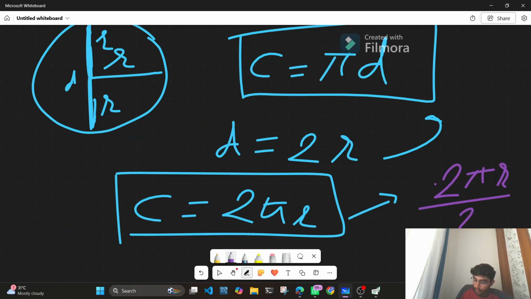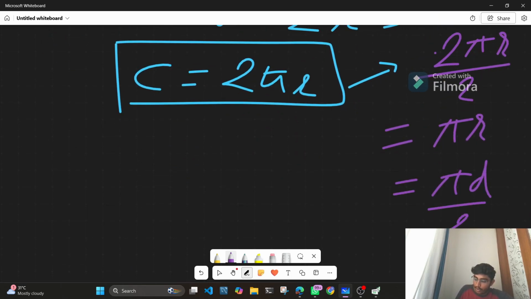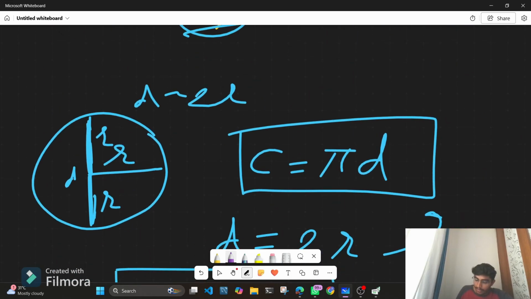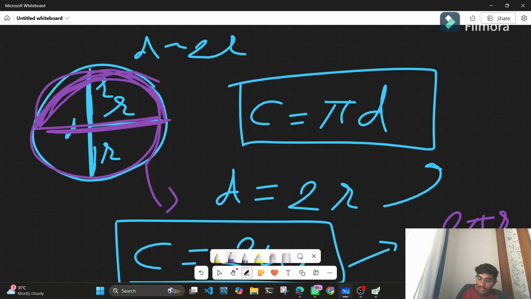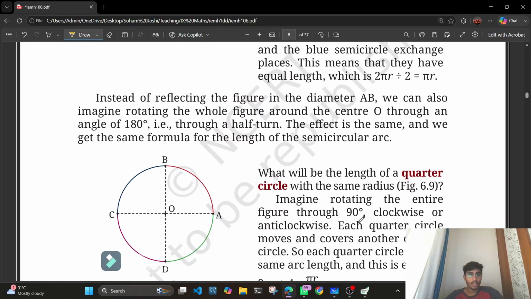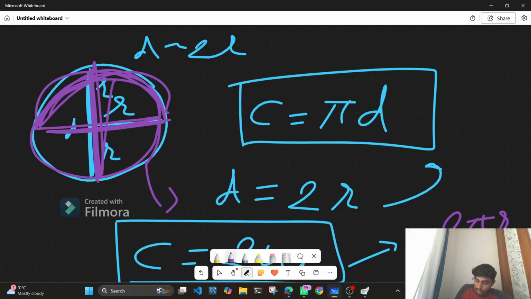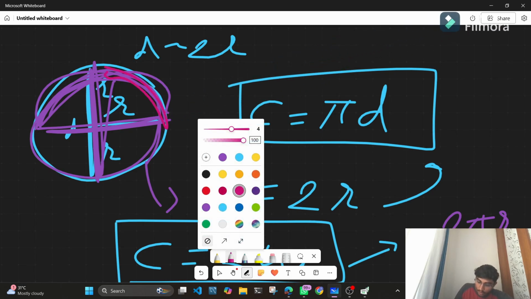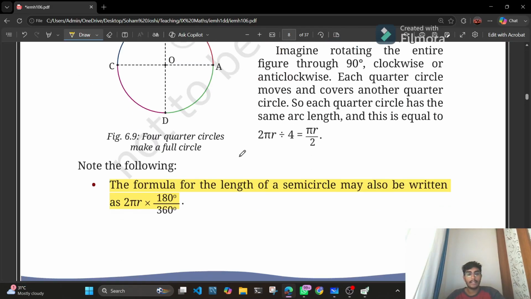2 pi r upon 2 is equal to pi r, or we can also say it as pi d by 2, because for two semicircles the circumference is this. So for one semicircle, we just need to divide it by two. This is how we get it. And a quarter circle is basically if we divide the circle into four parts. So this is one quarter. Four quarters make a circle. So for this we need to divide the circumference by four, right? I hope that is understood.